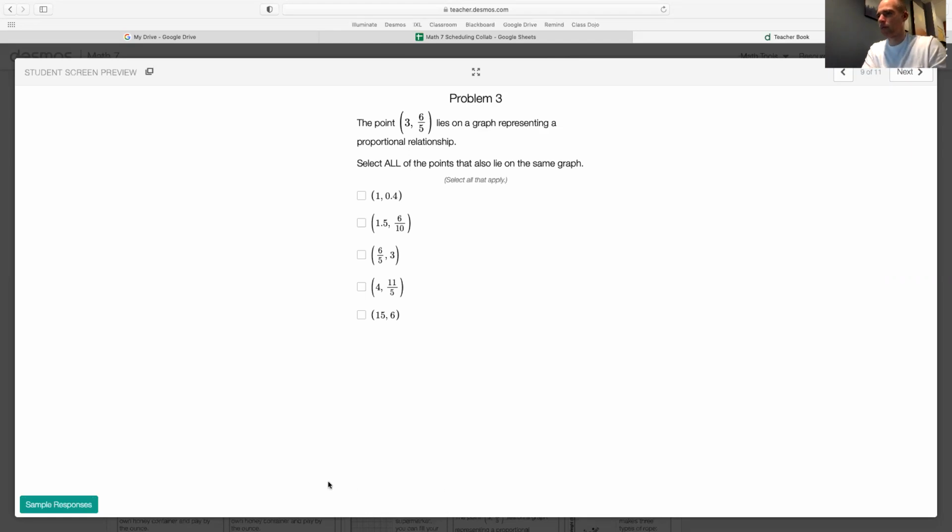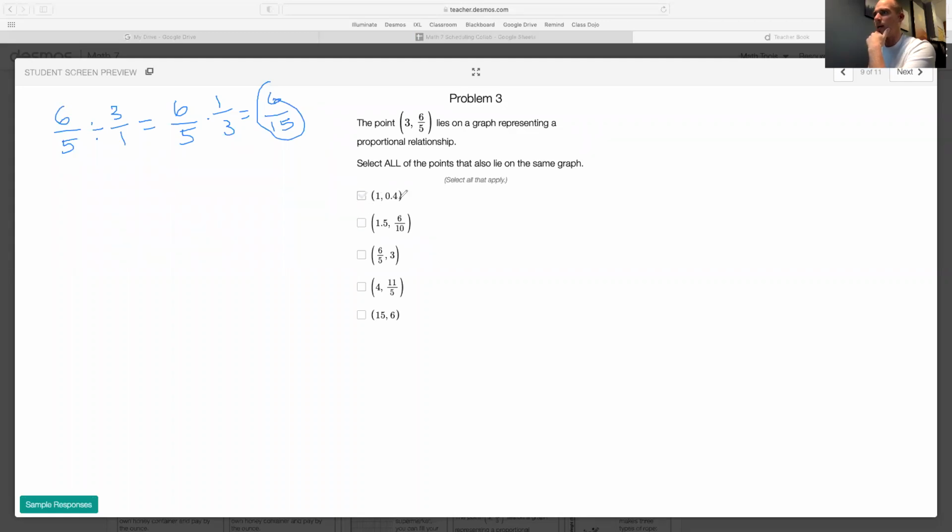Let's see here. First, I need to find the ratio between 6/5 and 3. So I'm going to do 6/5 divided by 3 over 1, which is a keep-change-flip, so 6/5 times 1 over 3 equals 6 over 15. All right, so now I'm just going to take the y value from each of these and divide them by the x value. If it comes out to 6/15, I select it. If it comes out to anything other than 6/15, I don't select it.